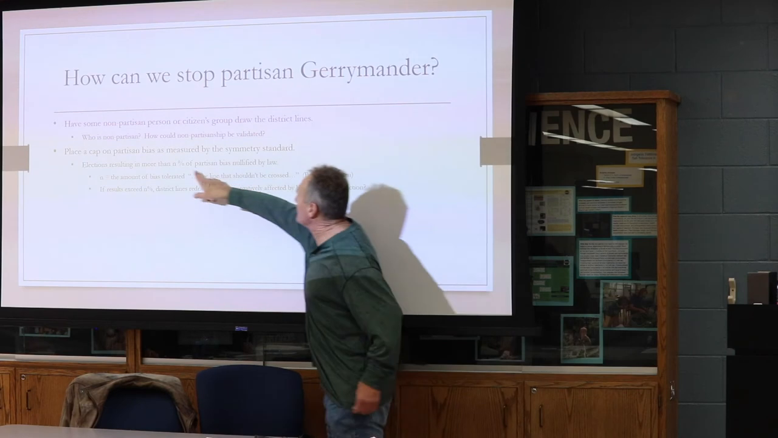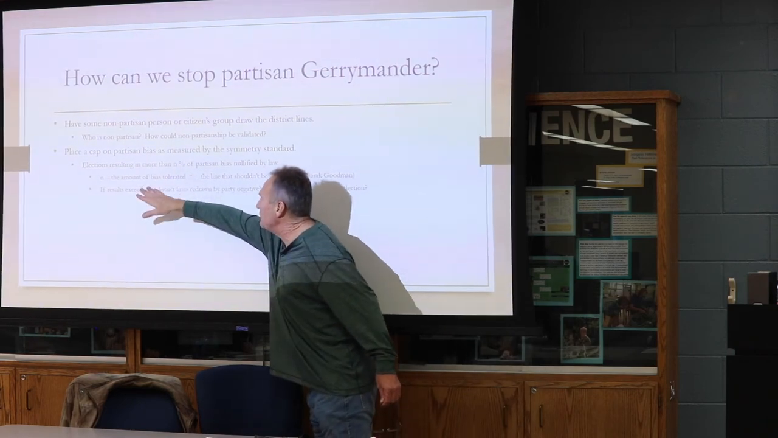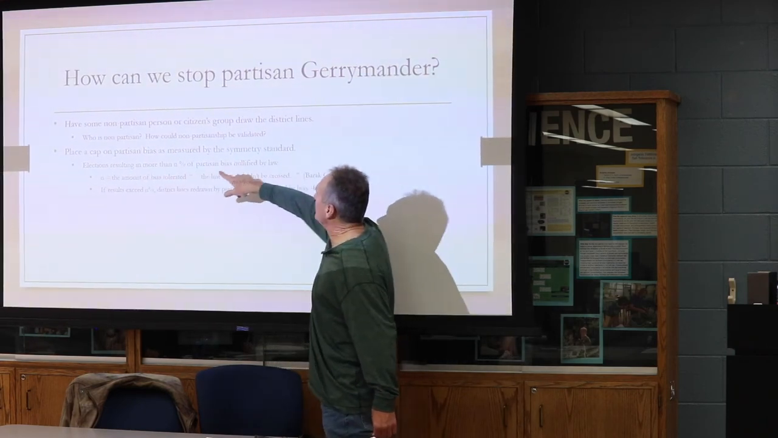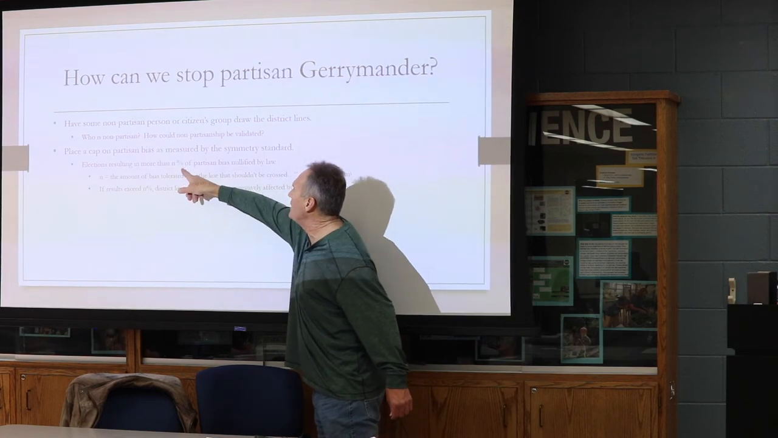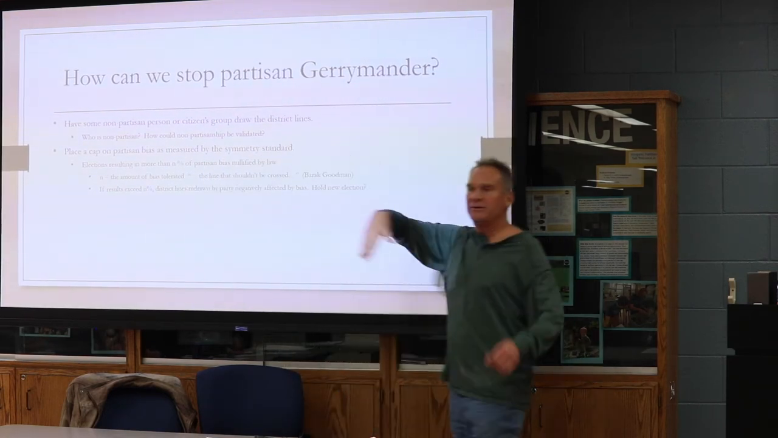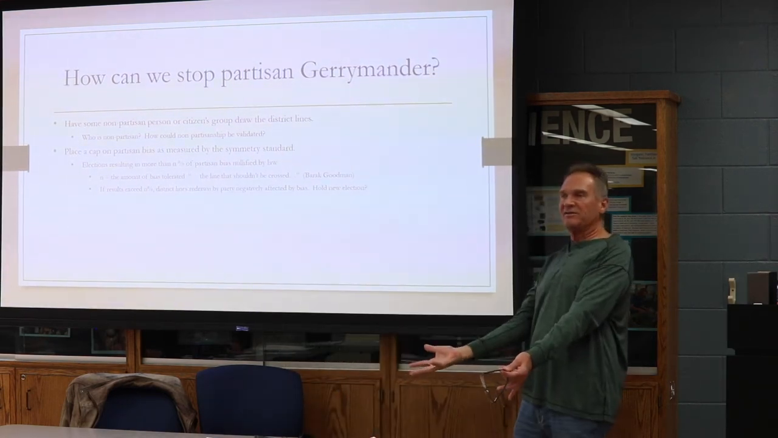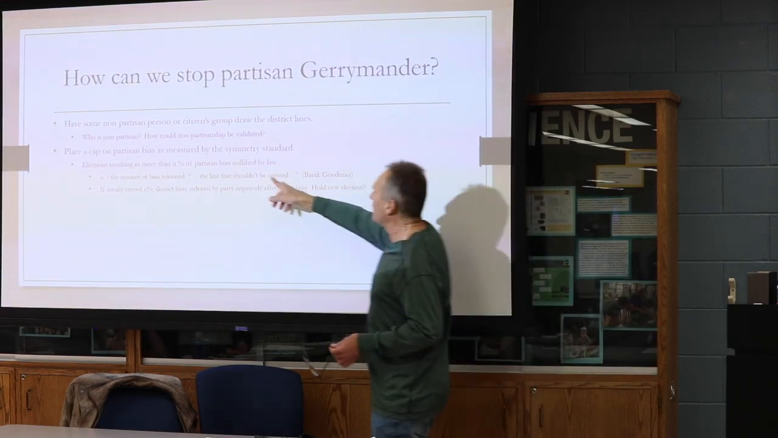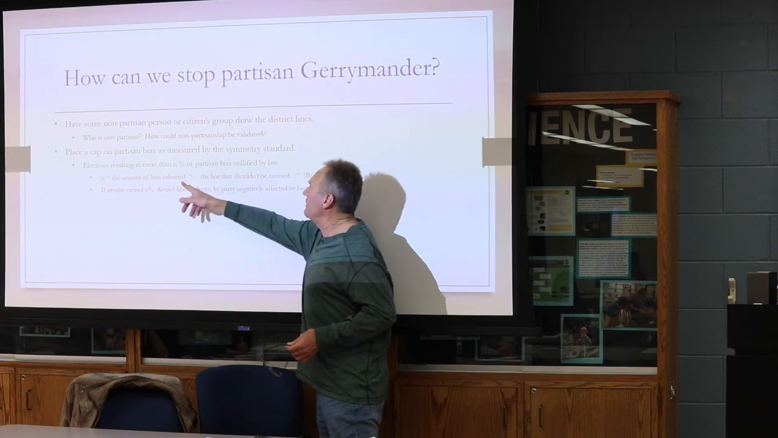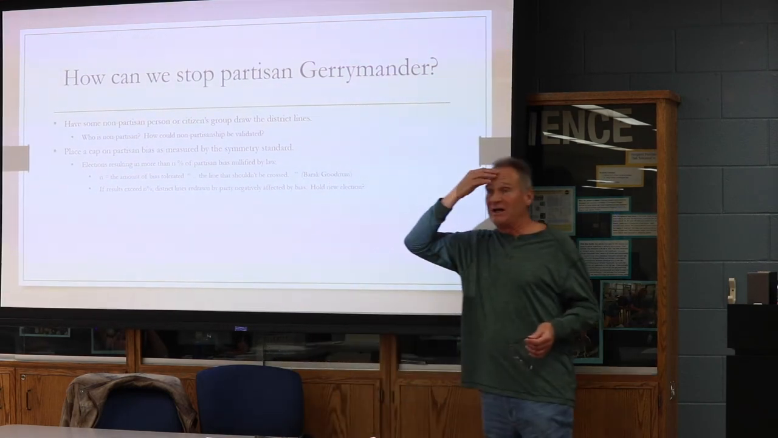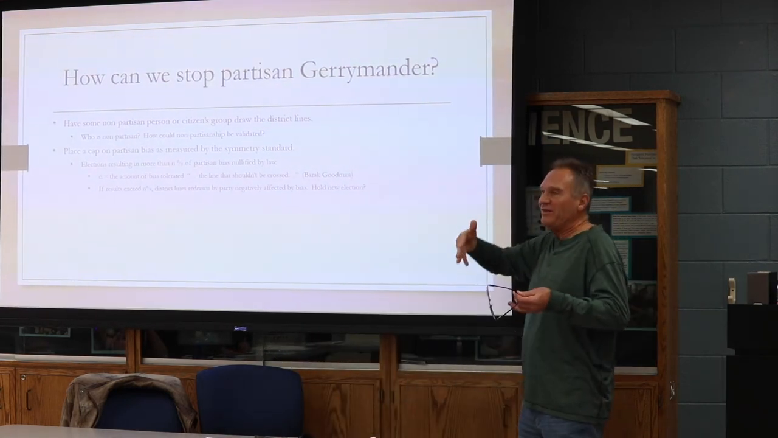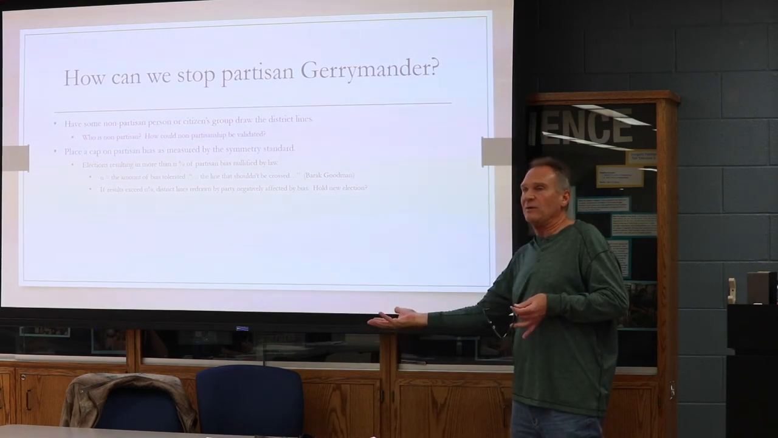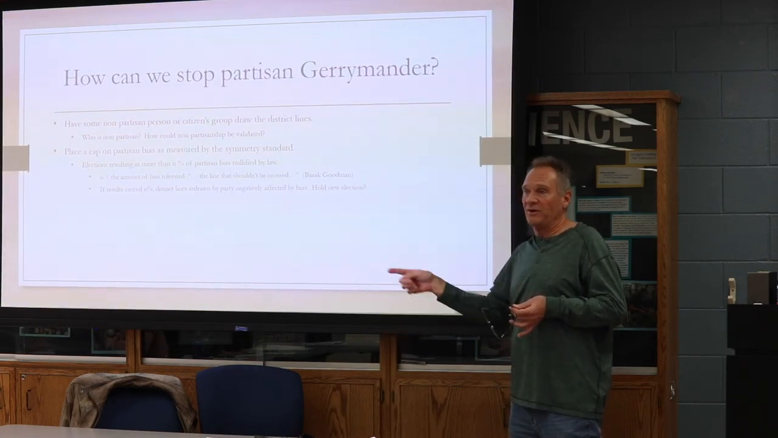Once that cap is established, it would be legislated that the ruling party would be allowed to draw the lines and then hold the election, and if the results of the election exceeded the partisan bias, then that election would be nullified by law. My suggestion would be that the opposite party would then get a chance to draw the lines.